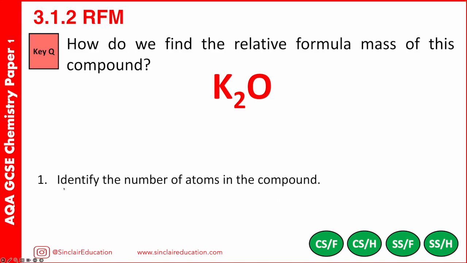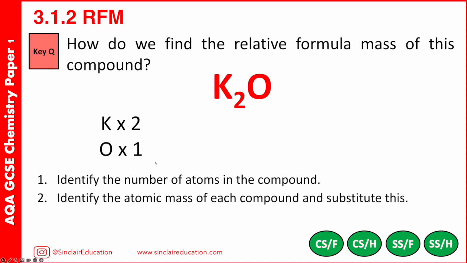So with this, first of all, identify the number of atoms in this compound. So we've got potassium times 2 and oxygen times 1. Then identify the atomic mass of each of these elements.